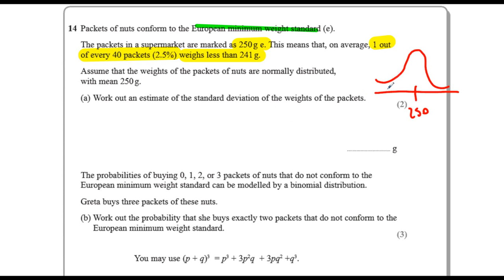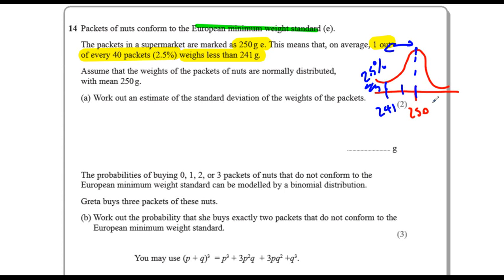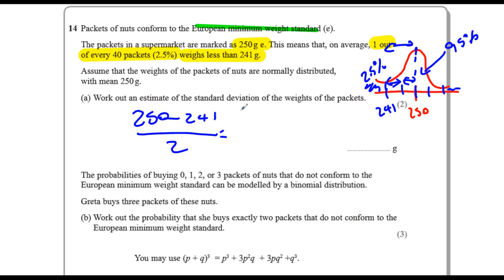So there's a point here on our curve at 241, and we know that here is only 2.5%. Now we know that if we're 2 standard deviations from a mean, that means that we have 95% of the data here in the middle, and that would be 2.5 here. So altogether 97.5. So that means that 2 standard deviations make up the gap between 250 and 241. So we're going to do 250 minus 241 divided by 2. And we're going to get 9 over 2, aka 4.5.